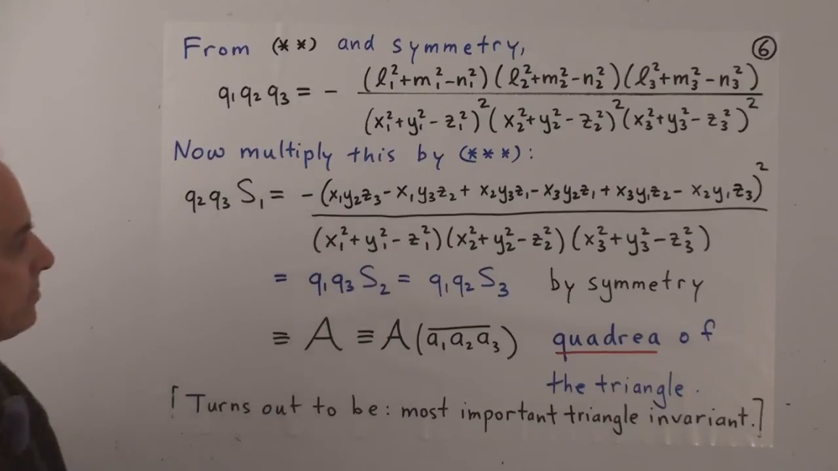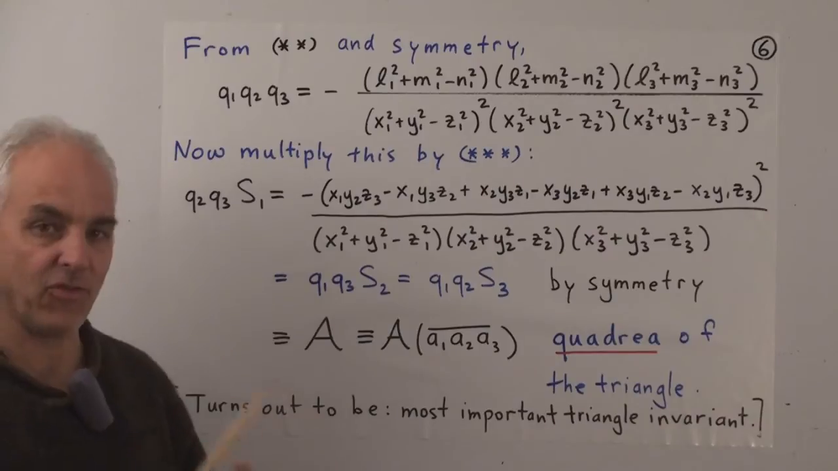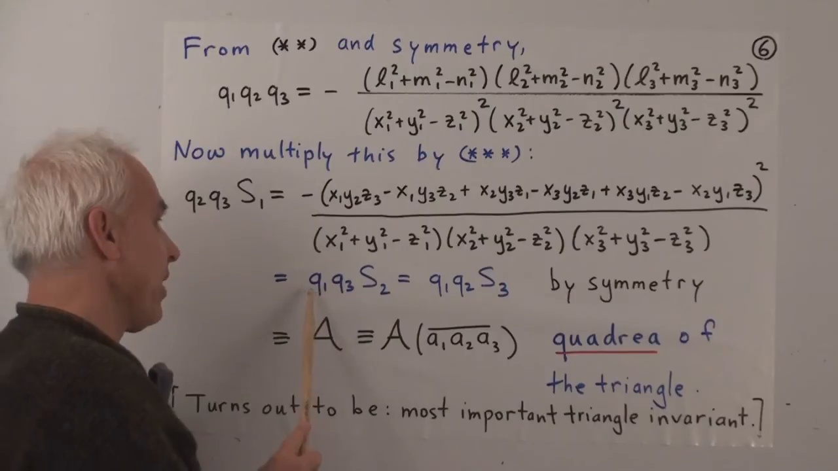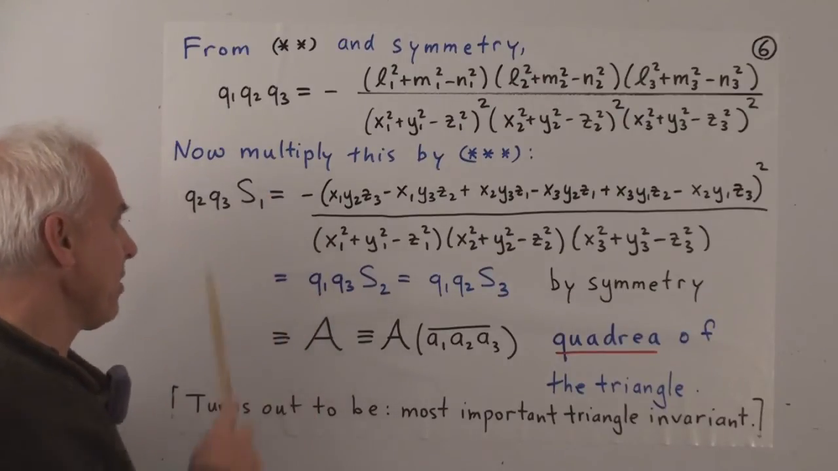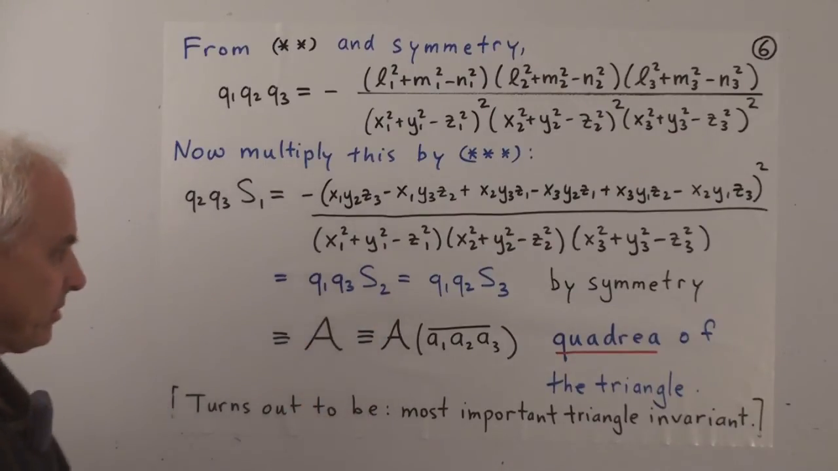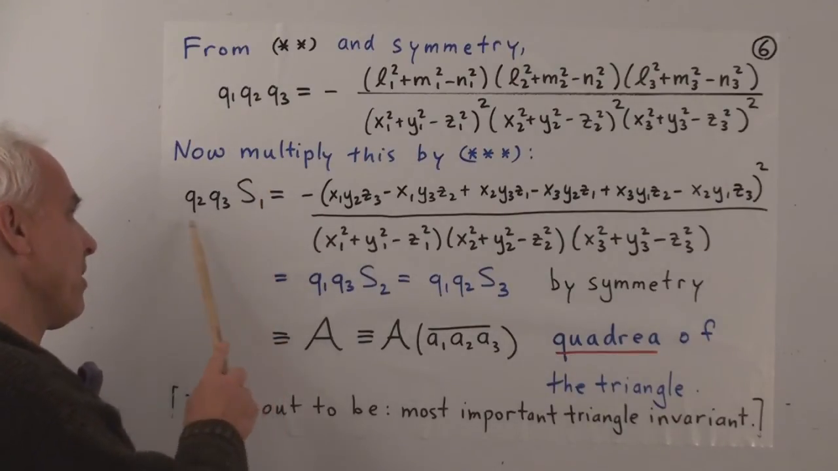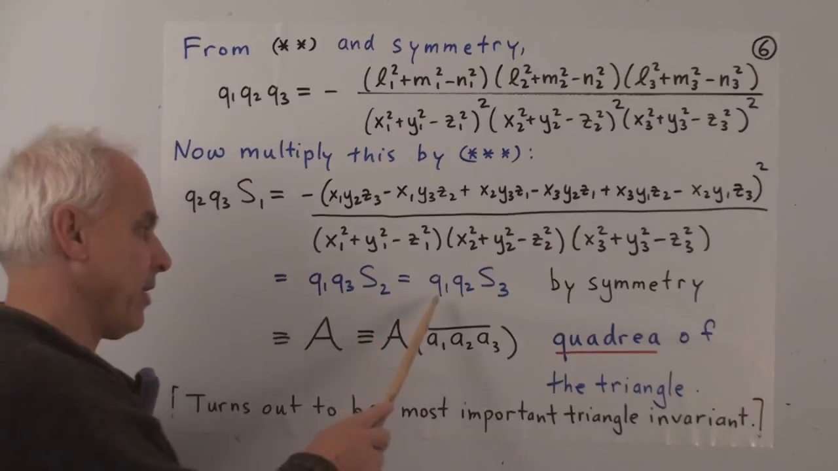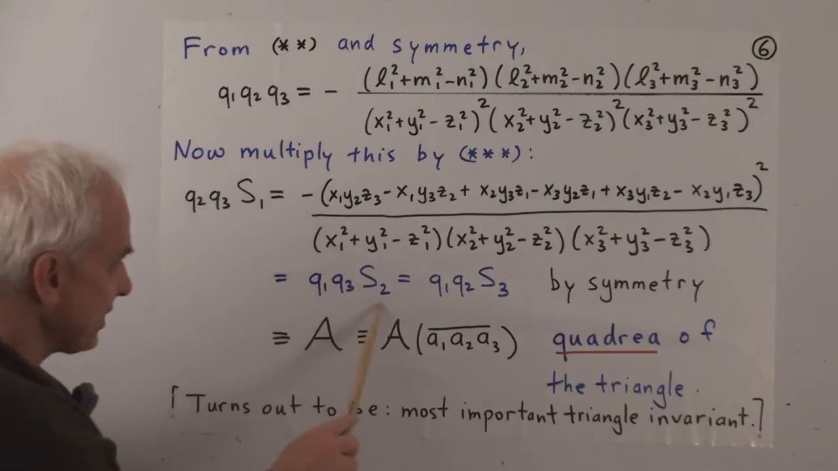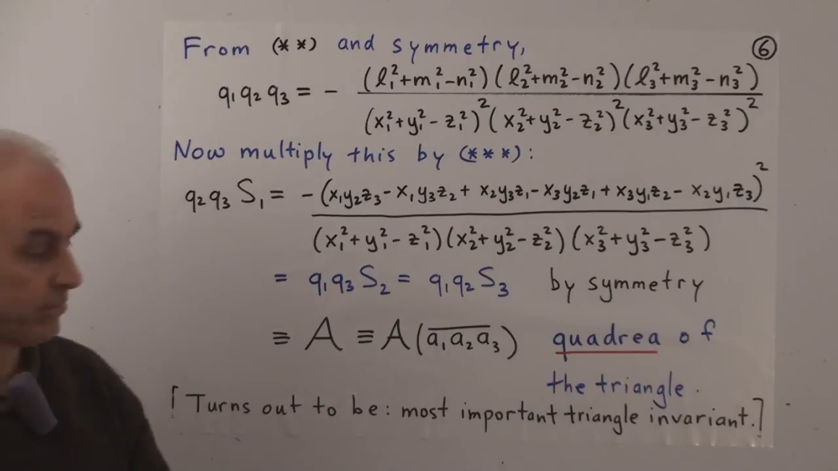There's still a minus sign. Now, by symmetry, because S1 over Q1 is the same as S2 over Q2, this is exactly the same thing that we're going to get if we multiply S2 over Q2 by Q1, Q2, Q3. In other words, Q1, Q3, S2. And that's the same thing as we get when we multiply S3 over Q3 by Q1, Q2, Q3, namely Q1, Q2, S3. So these three products of two quadrances and one spread, they're all equal.